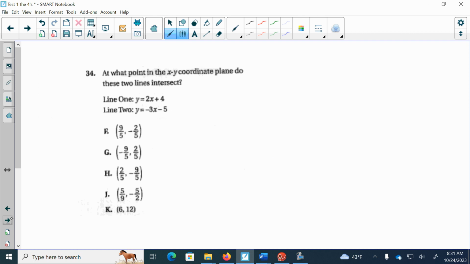The next one, number 34. At what point in the XY coordinate plane do these two lines intersect? So it's asking you to solve a system. Since they're both set equal to y, I'm going to set them equal to each other. I don't know if you guys are going to go into poly tools. I don't think it's worth the effort because this is pretty easy.